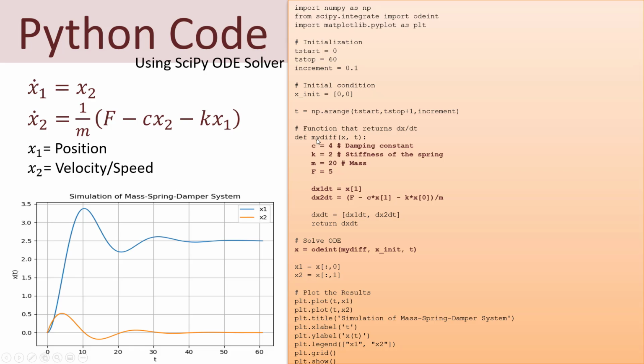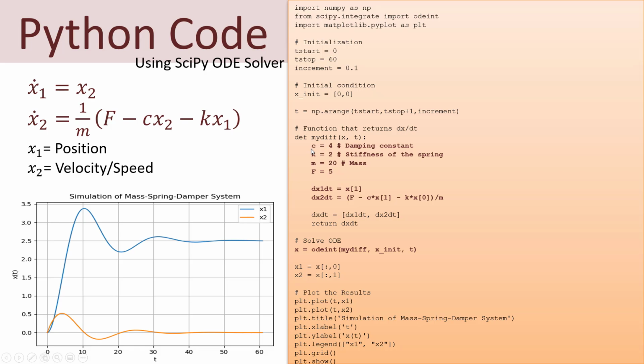Then we can implement these differential equations as a Python function. I just call the function mydiff. We can of course call it mass spring damper system or something instead. And the input to this function is x, namely x1 and x2, and the t.